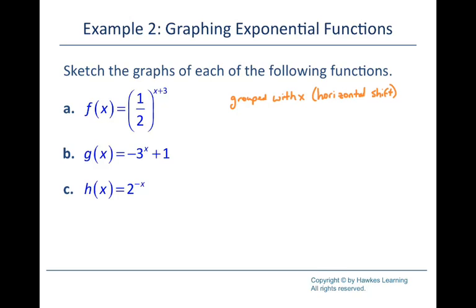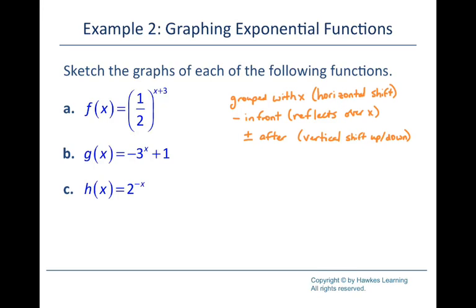If it's a negative in front, it reflects over x. If it's a plus or a minus at the end after the function, that's a vertical shift, so it's going to be up or down. Plus would be up, minus would be down. Hopefully you're remembering that.